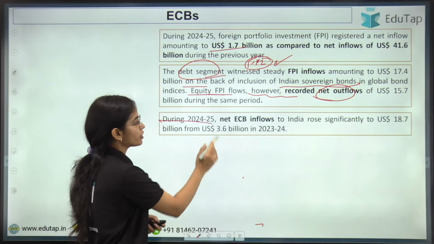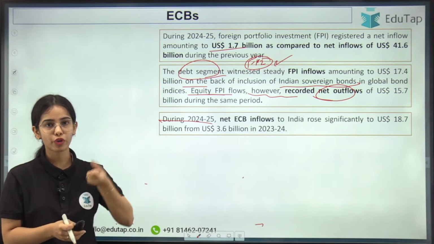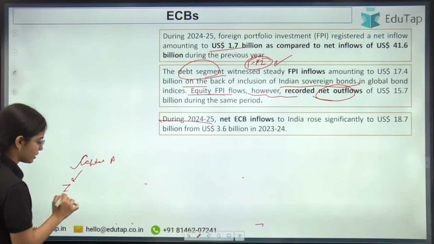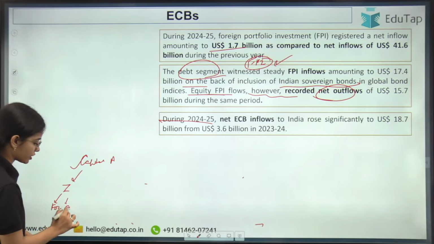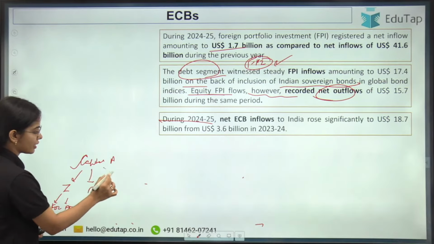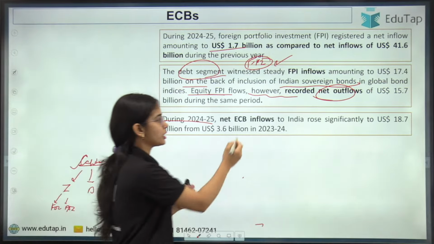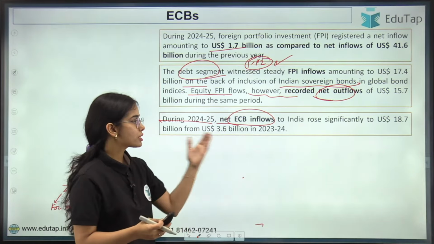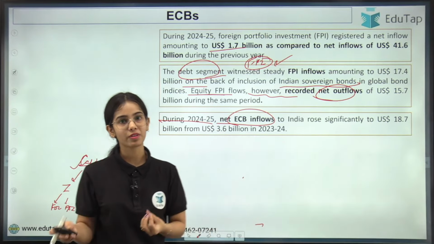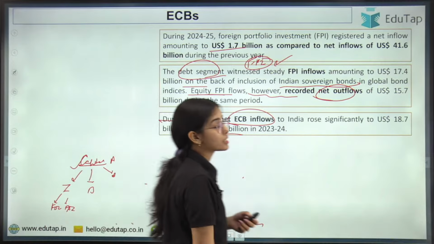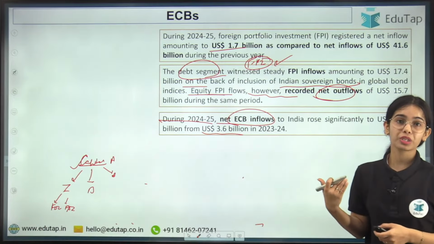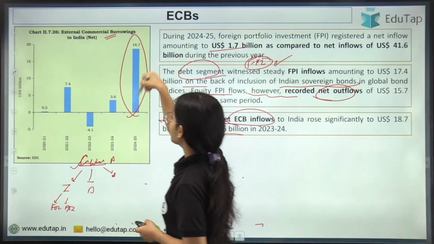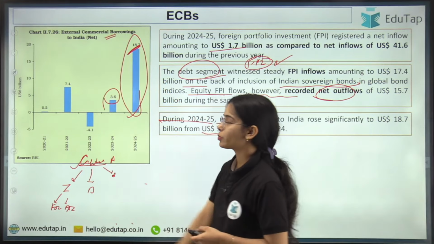Next, during 2024-25, the net external commercial borrowings. Now we borrow from outside also. Okay. So in the capital account, we have the investment, that is the foreign direct investment and foreign portfolio investment, the borrowings and the assistance. So the net external commercial borrowing inflows happened. That means we borrowed from outside. So this rose significantly to US dollar $18.7 billion from the US dollar $3.6 billion. Now that means we are borrowing more from the other countries. And here you can see that external commercial borrowings have increased to $18.7 billion as compared to $3.6 billion.